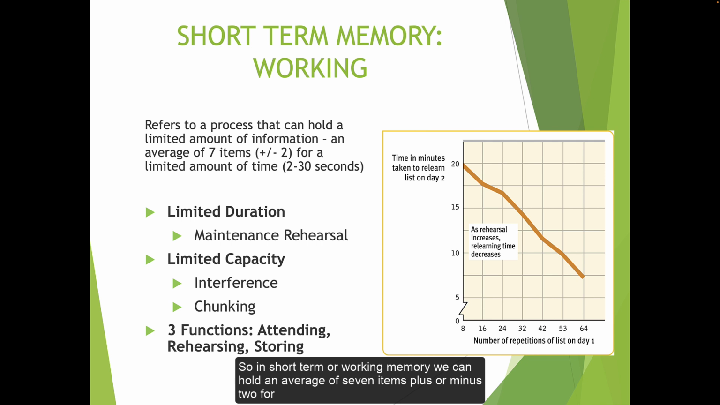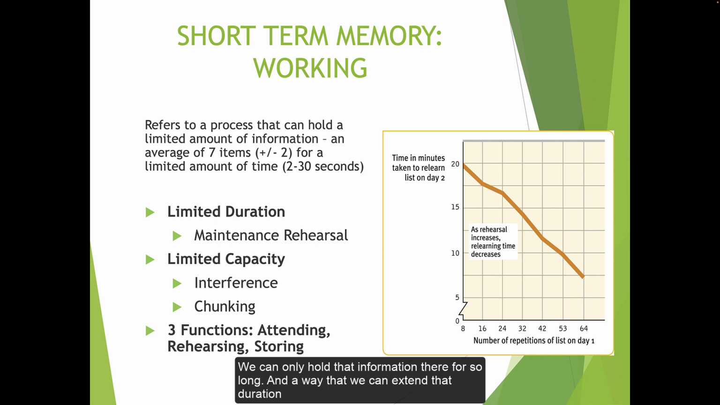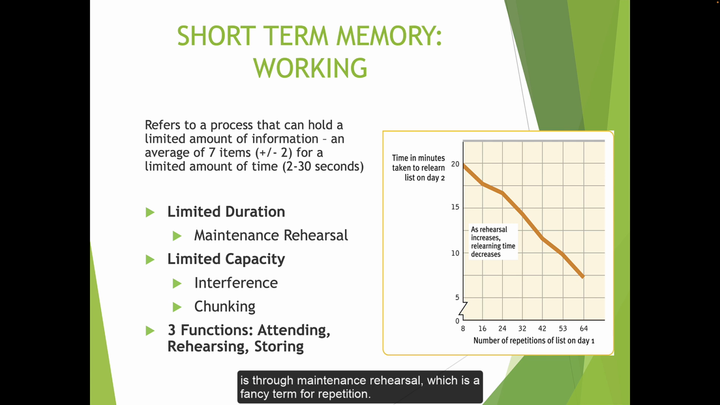So in short-term or working memory, we can hold an average of 7 items plus or minus 2 for about 2 to 30 seconds. The thing to keep in mind about short-term memory is it has a limited duration. We can only hold that information there for so long. And a way that we can extend that duration is through maintenance rehearsal, which is a fancy term for repetition. So going back to that example of meeting someone and learning their name for the first time, what I might want to do is just repeat their name in my head until I type it fully on my phone or jot it down on a Post-it when I get back to my desk.